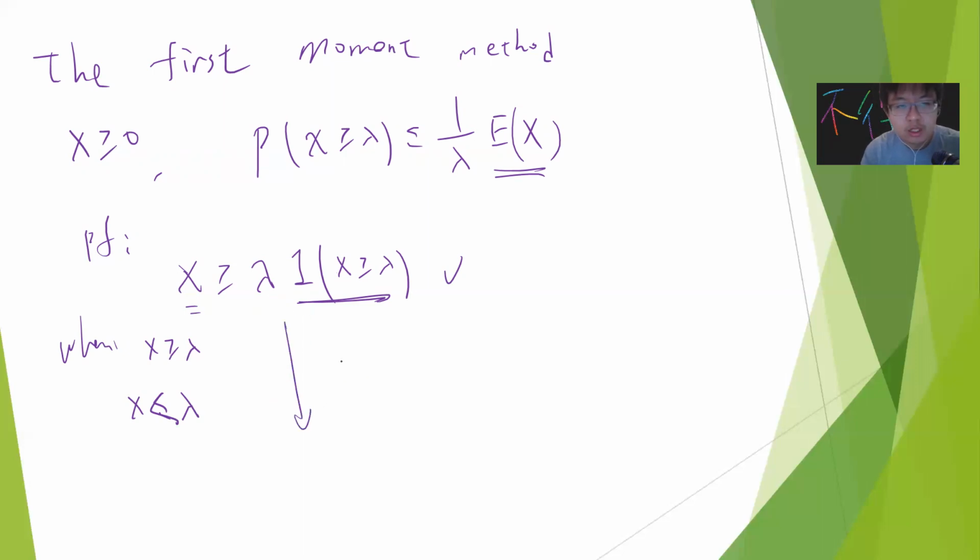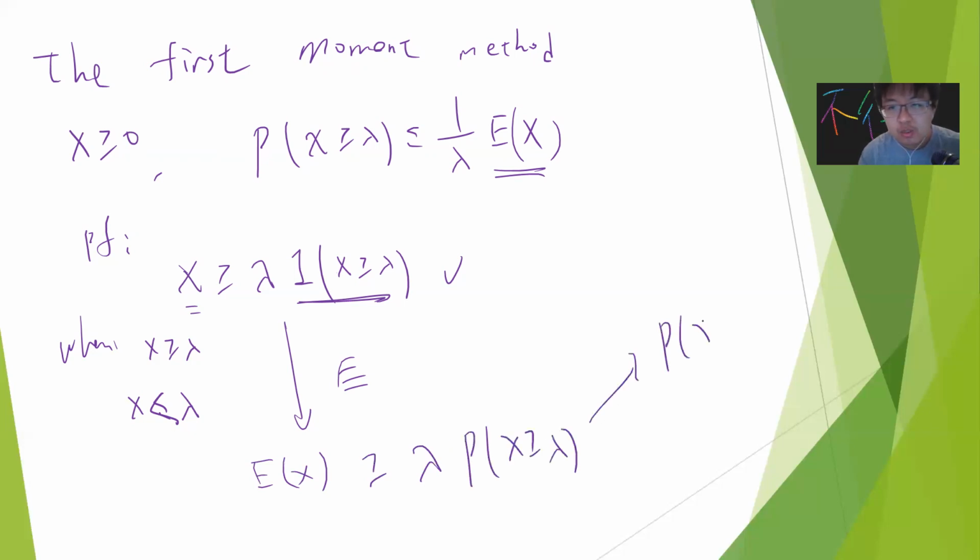So you get this inequality and you take the expectation value. You get lambda times the expectation of the indicator of x greater than or equal to lambda, and the expectation of this event gives you its probability. So you can easily prove this. This is the Markov inequality, which has a very slick proof using just measure theory.